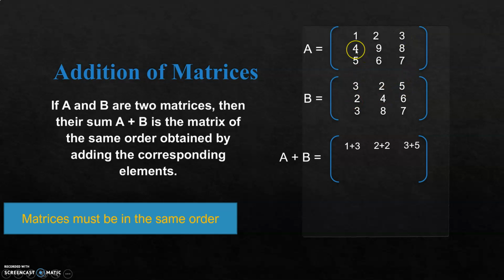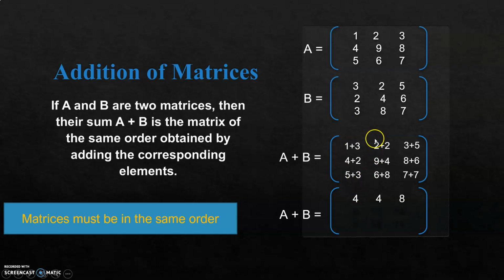Then in the second row, first column, in B also second row and first column, so 4 plus 2, it is 6. Then 9 plus 4, then 8 plus 6. Then the third row, first column of matrix A is 5, and the same position in B is 3. So 5 plus 3. Then 6 plus 8, then 7 plus 7. Then take the sum of the elements. First row: 1 plus 3 is equal to 4, 2 plus 2 is equal to 4, 3 plus 5 is equal to 8. Similarly, 6, 13, 14 and 8, 14, 14.